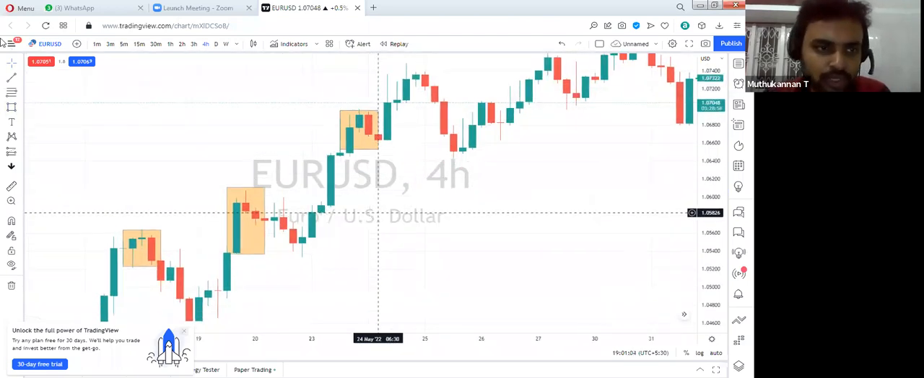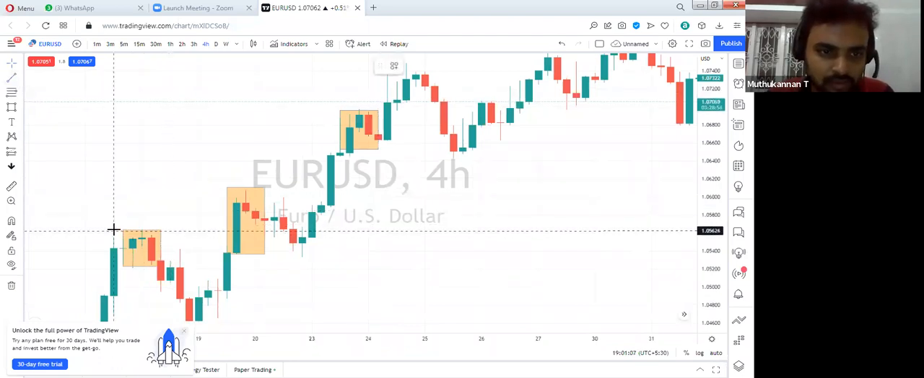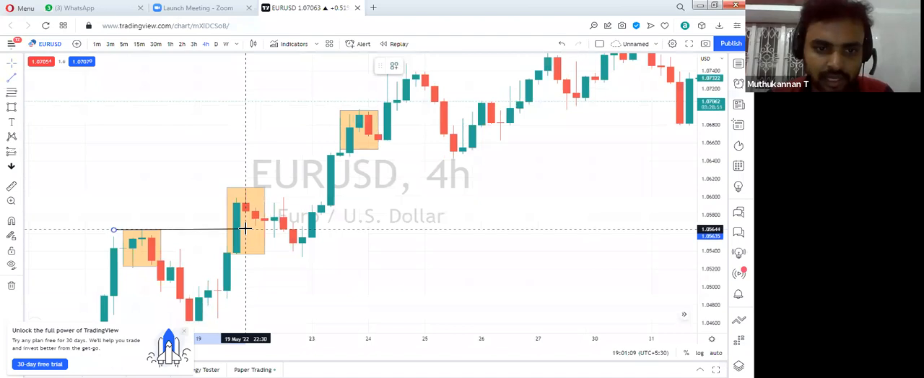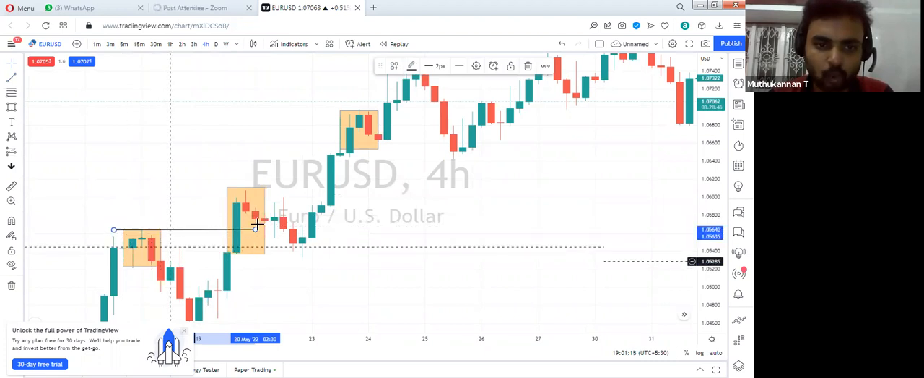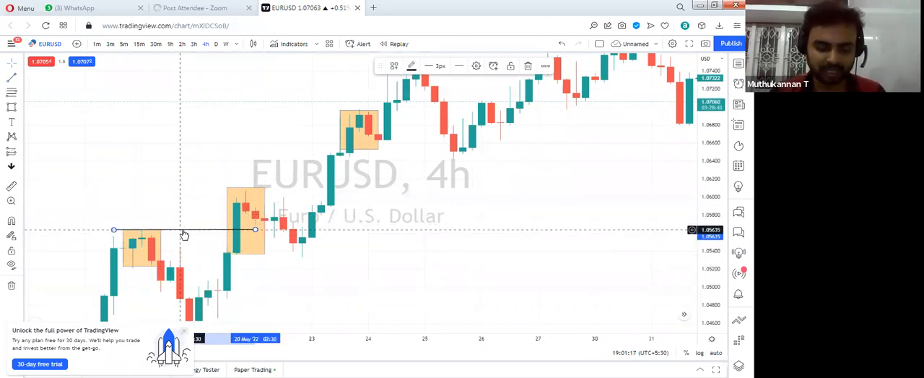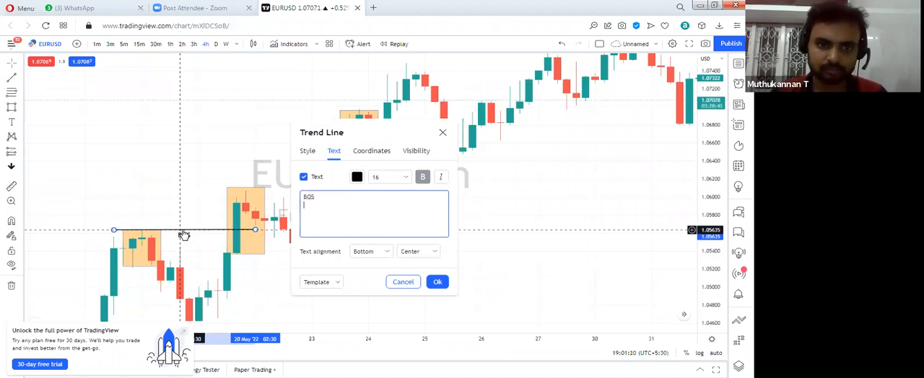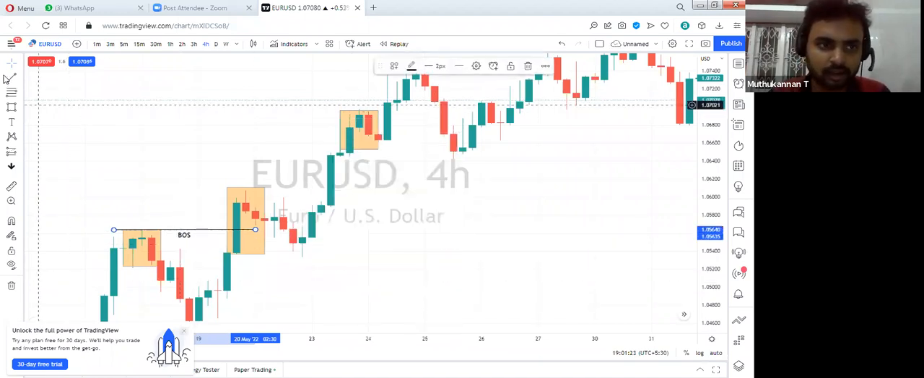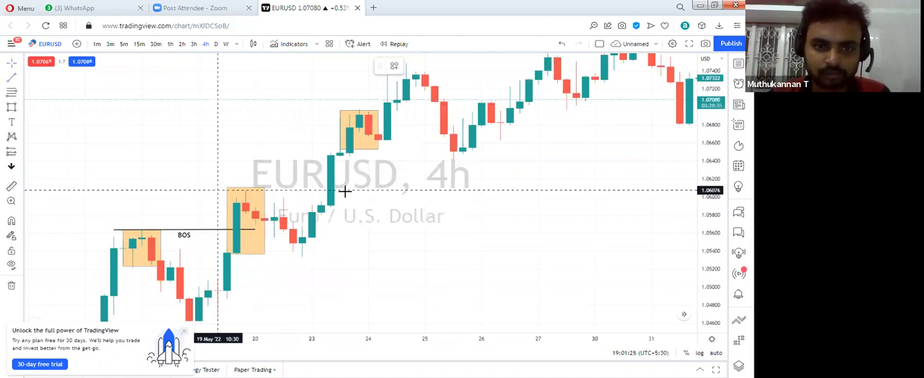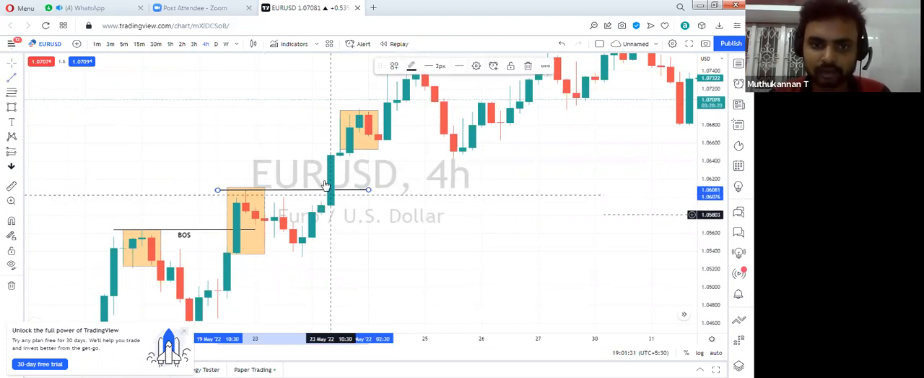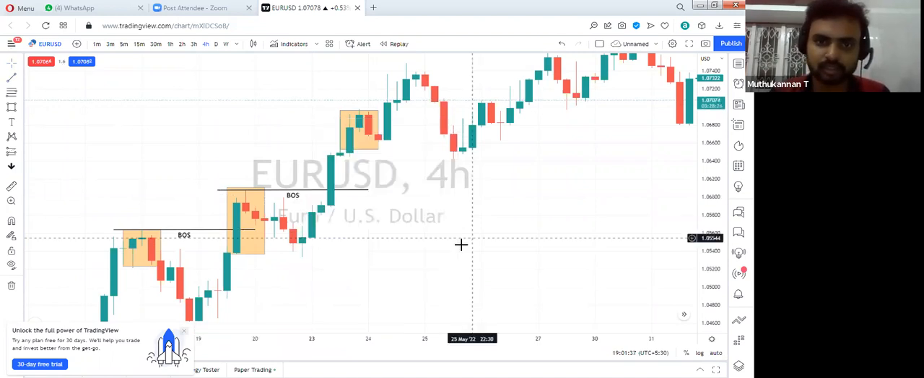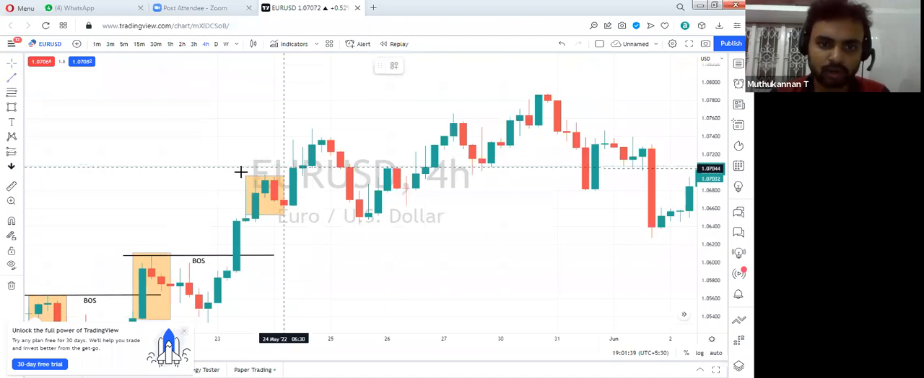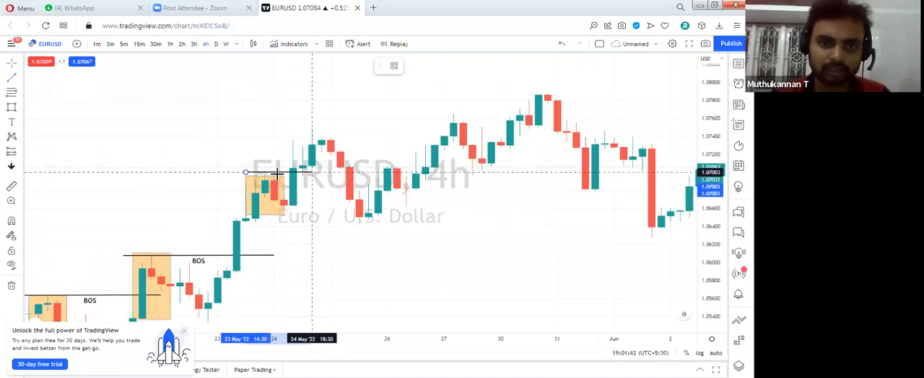Now what I'm doing here is marking the swing point with a horizontal line. Now what I'm seeing is my swing point is broken here. So I'm calling this a breakout structure. That's it. Similarly here, my swing point is broken. I'm marking a horizontal line at my swing point, and it is broken by the candle, so I'm calling this a breakout structure. Similarly here, my swing point is broken, and I'm calling this a breakout structure.